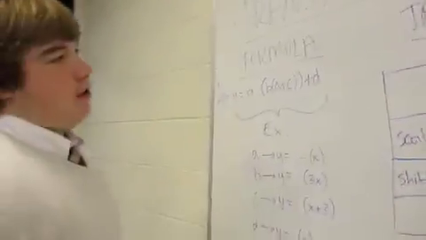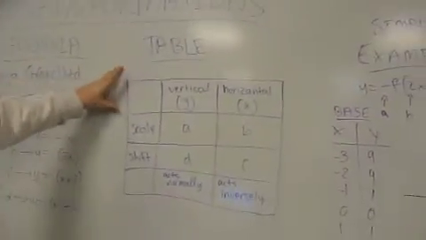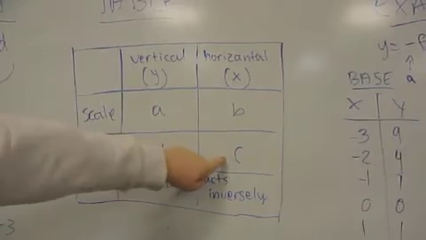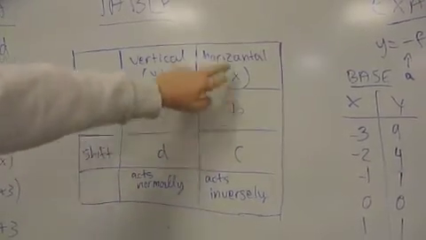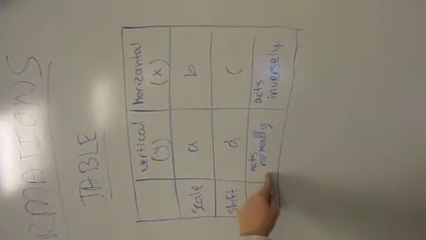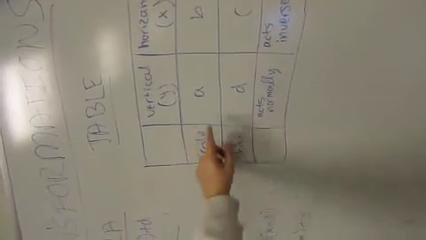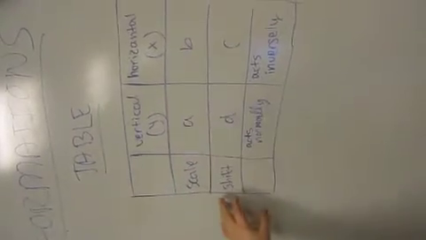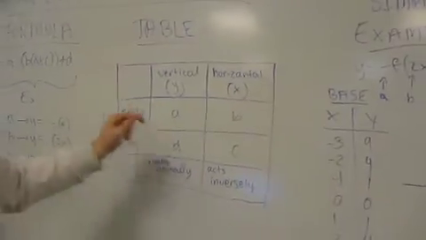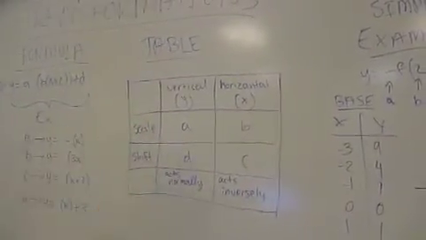Okay, so to figure this kind of stuff out, you have a table. And here's the table for you. A, B, D, C. The B and C's act on the x's in the tables, this side. And they act inversely. The A and D act on the y's, and they act normally. The A and the B's scale it, and the D and the C shift. So shifting would be like moving it left and right. Scaling it would be moving it up and down.